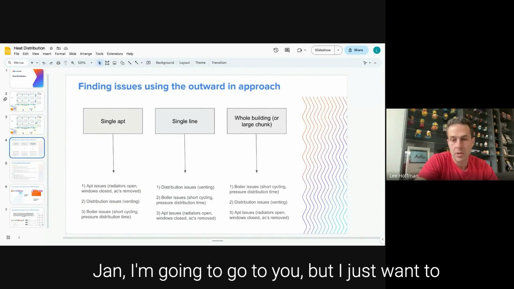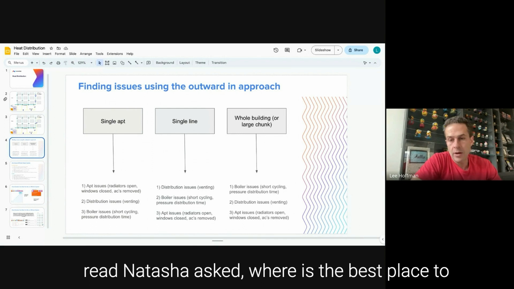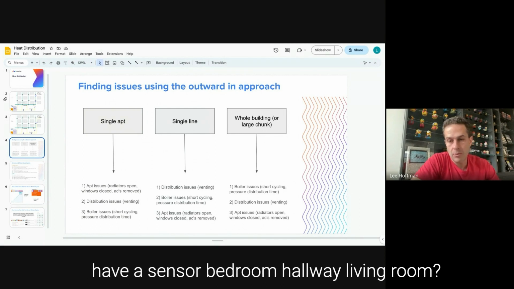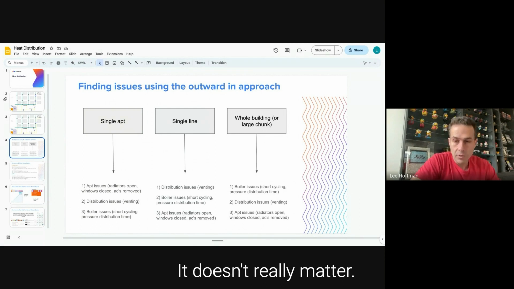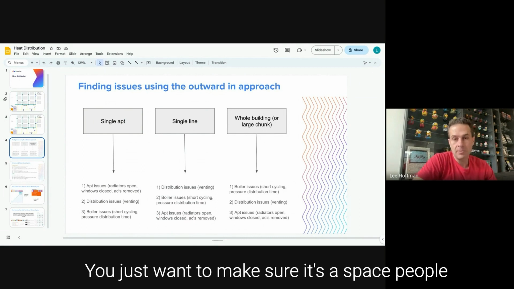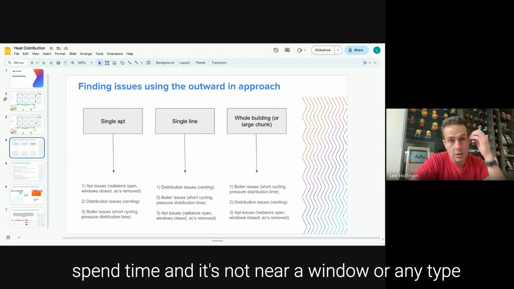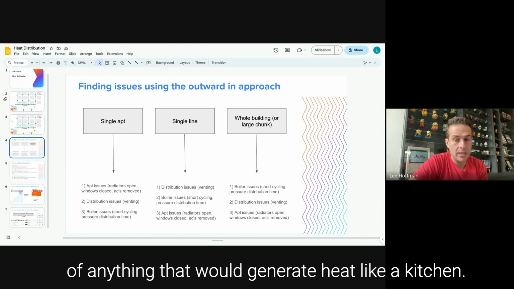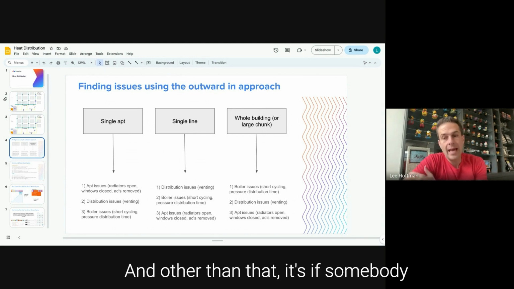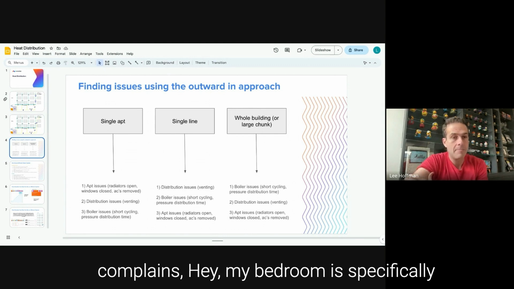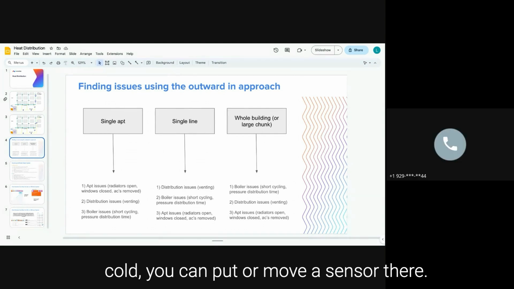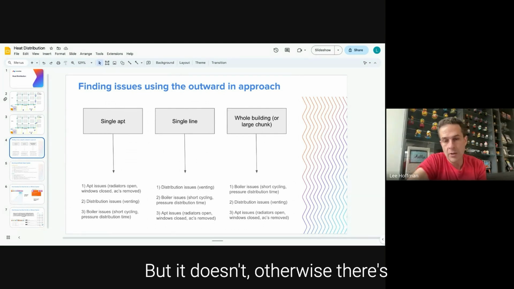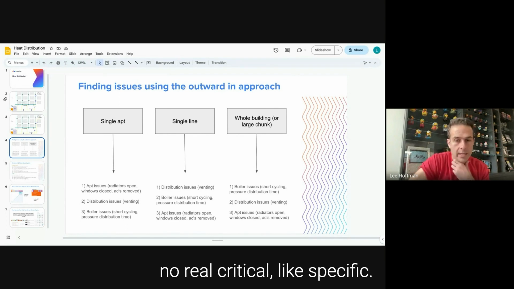Jan, I'm going to go to you, but I just want to read. Natasha asked, where is the best place to have a sensor? Bedroom, hallway, living room? It doesn't really matter. You just want to make sure it's a space people spend time and it's not near a window or anything that would generate heat, like a kitchen. Other than that, if somebody complains, hey, my bedroom is specifically cold, you can move a sensor there, but otherwise there's no real critical, specific place.